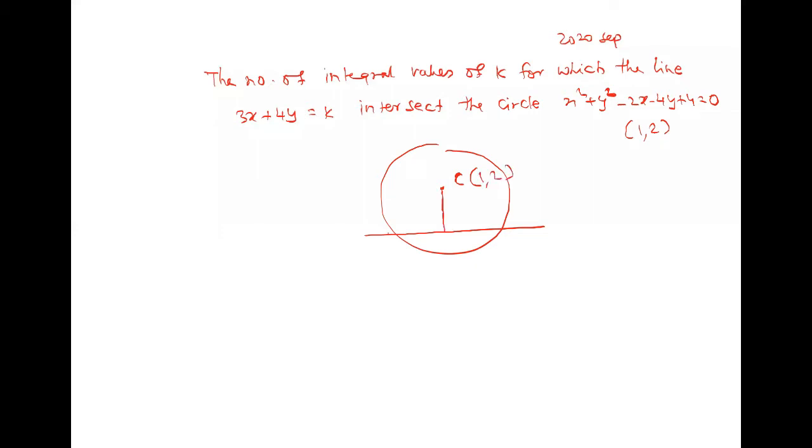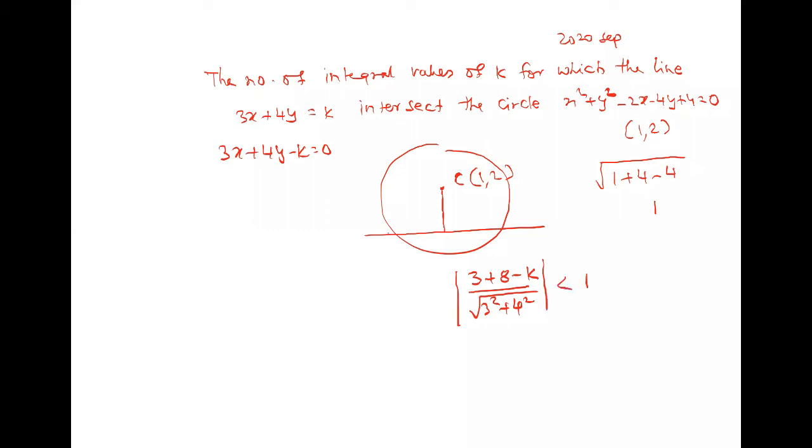Same concept. What's the radius? Under root of 1 plus 4 minus 4, radius equal to 1. So what's the line equation? 3x plus 4y minus k equal to 0. Draw perpendicular: (3 plus 8 minus k) by under root of 3 square plus 4 square is less than 1. So we get modulus of k minus 11 is less than 5, so k minus 11 lies between minus 5 and plus 5. This will give you 6 is less than k is less than 16.